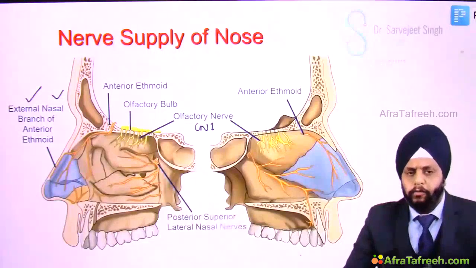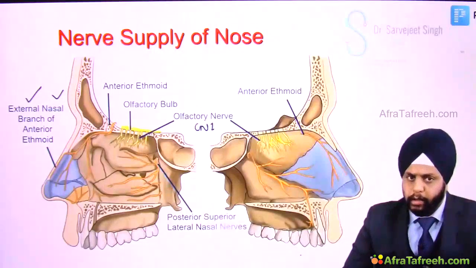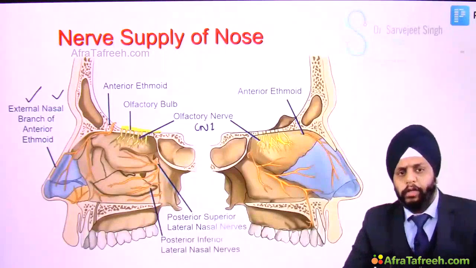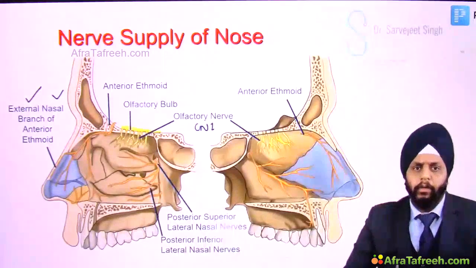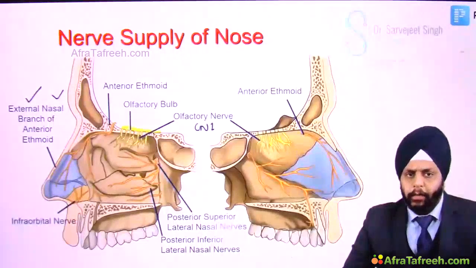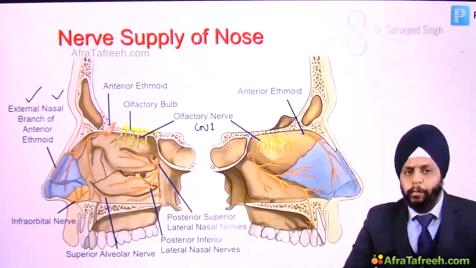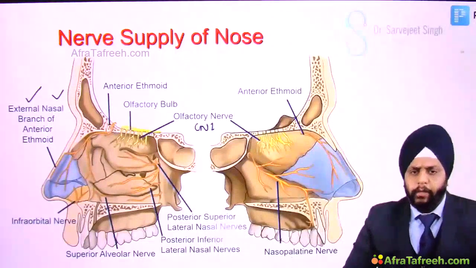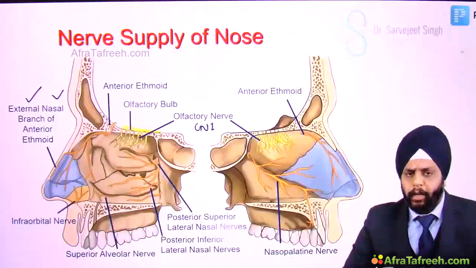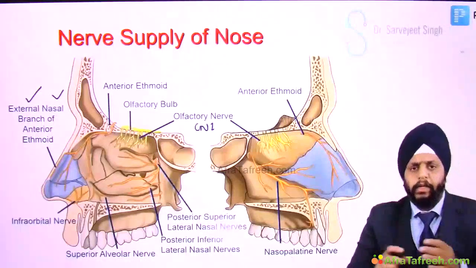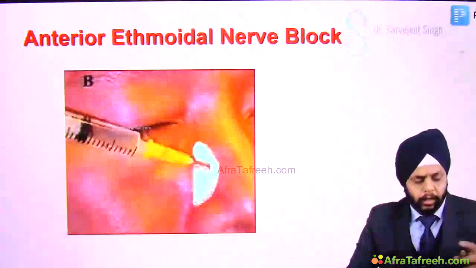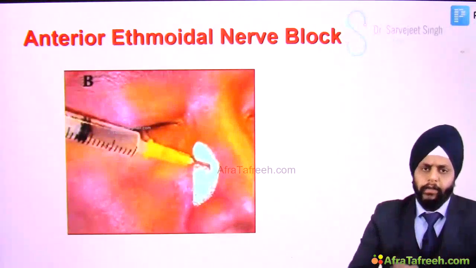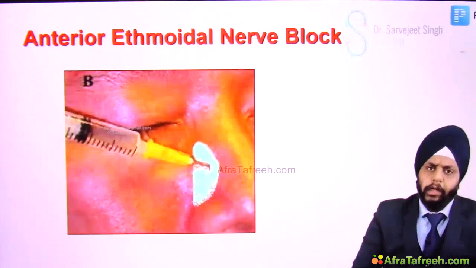Number 1, we have the posterior superior lateral nasal nerve. We also have the posterior inferior lateral nasal nerve. Then we have the infraorbital nerve and the superior alveolar nerve. On the medial wall, on the septum, we also have the nasopalatine nerve. So this is the nerve supply of the nose, lateral wall as well as the medial wall, and this is the anterior ethmoidal nerve block.